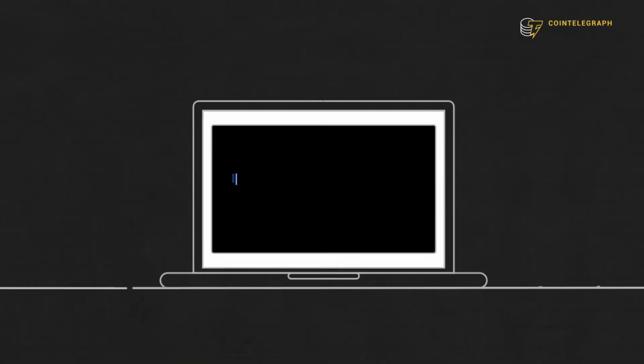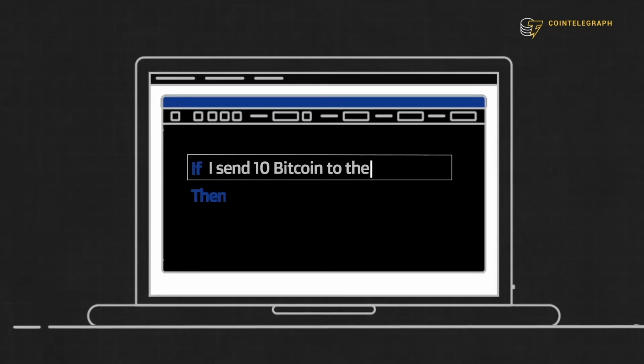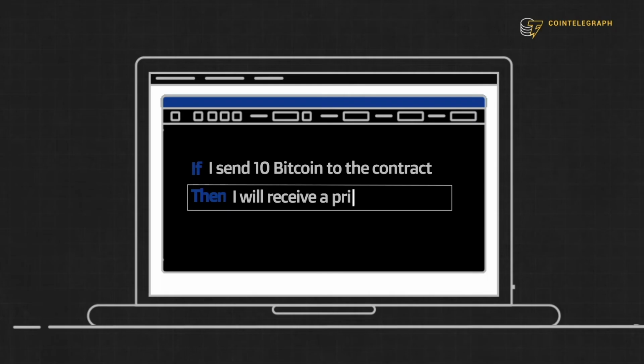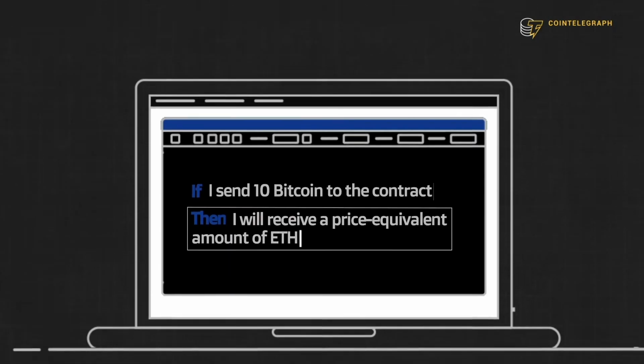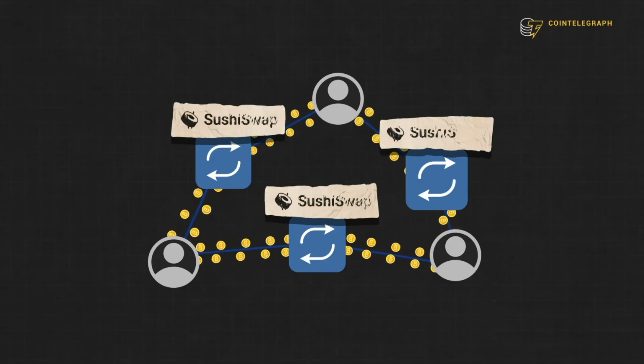You can think of smart contracts as digital if-then statements. To reword my earlier example, if I send 10 Bitcoin to the contract, then I will receive a price equivalent amount of ETH. This is essentially how decentralized exchanges work, like Uniswap or SushiSwap.